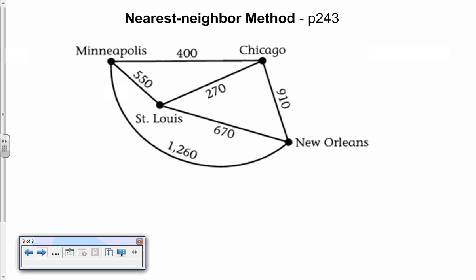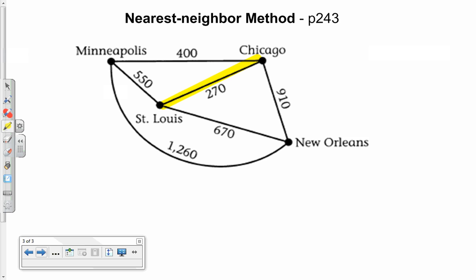That's the idea behind your nearest neighbor algorithm. When you think nearest neighbor, your general thought is, I want to go to the one that's closest first. And that's all we do. So we come in here and say, okay, great, from St. Louis, I've got 3 options. I can go to Minneapolis, Chicago, or New Orleans. St. Louis to Minneapolis is 550. St. Louis to Chicago is 270. St. Louis to New Orleans is 670. So we're going to pick the shortest distance first.